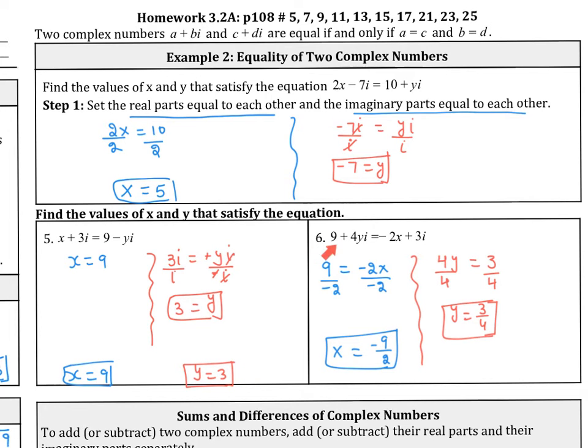Number 6, the real parts give 9 equals negative 2x. Divide by negative 2 on both sides, and you get x equals negative 9 over 2. In this case, what I did differently from these questions is that I did not write the i next to the imaginary number. I equated the imaginary parts rather than the imaginary numbers, because I know the i is going to cancel with the i anyway. So you can just write 4y equals 3 and divide by 4 on both sides to get y by itself.